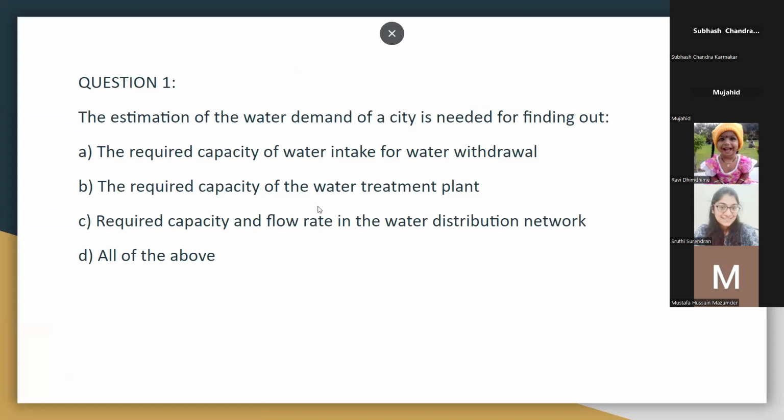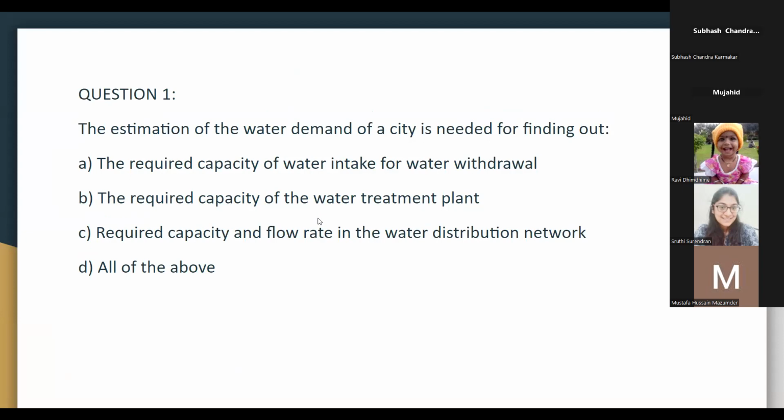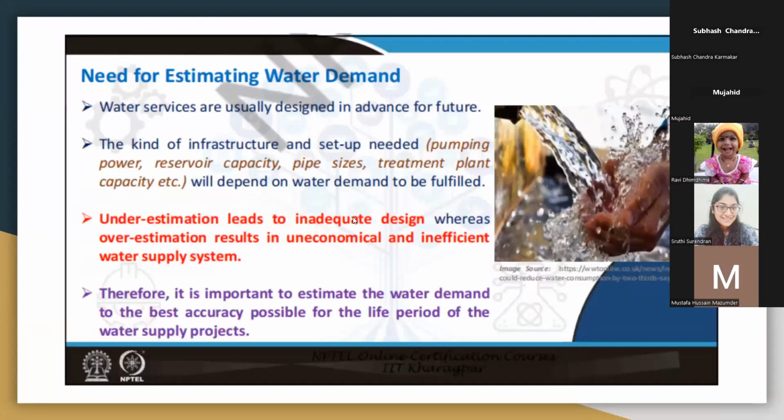Estimation of water demand of a city is needed for finding out the required capacity of water intake for water withdrawal, required capacity of water treatment plant, required capacity of flow rate in the water distribution network, or all of the above. Dharanjan, Mekantha, and Mujahid, all of you have given the correct answer. It's all of the above. That's the correct answer.